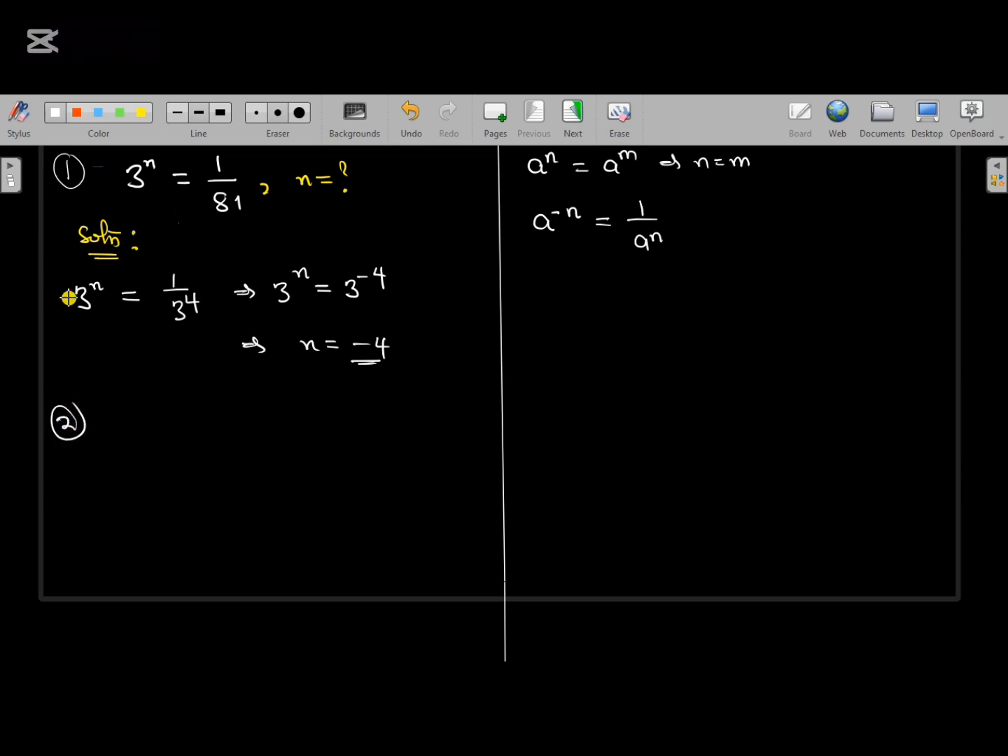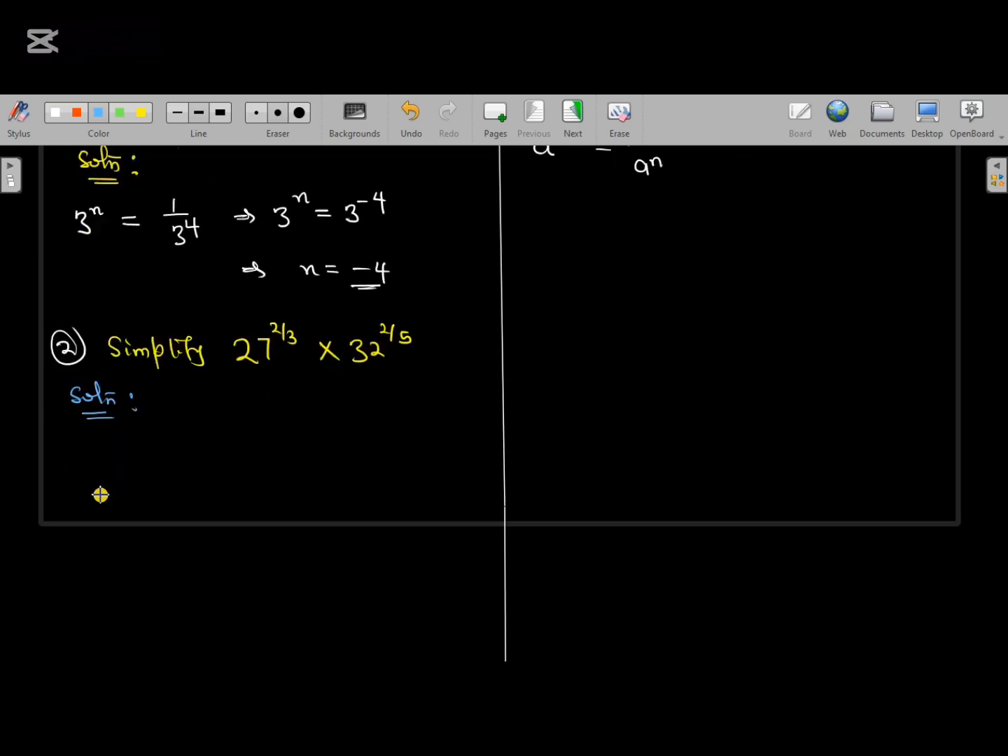So let's see exercise number 2. Alright, the second example says that we should simplify 27 to the power of 2 over 3 multiplied by 32 to the power of 2 over 5. It's important that we note that when it comes to fractional index, there's a rule we call the rule of fractional index. So we can actually apply that here.